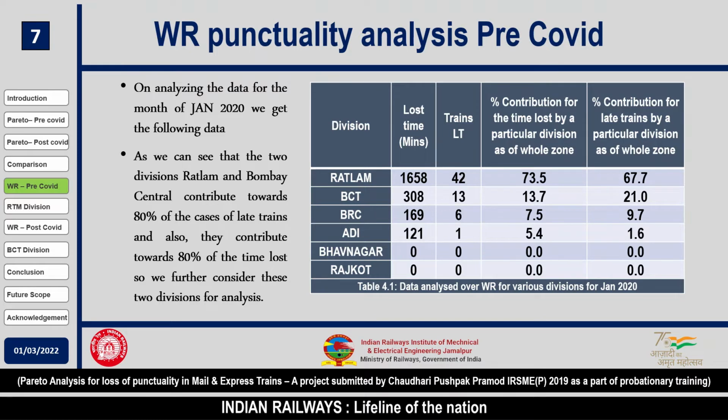The time that has been lost by the trains in late minutes has been specified and it has been arranged in descending order. Now, in this case, Ratlam and Bombay Central divisions cause 80% of the delay in this particular zone. So we have analyzed the problems of the topmost division, that is the Ratlam division in this case, which are the major contributors to the lost time.